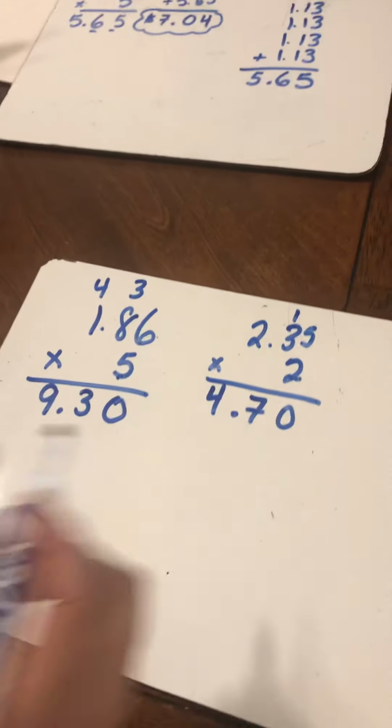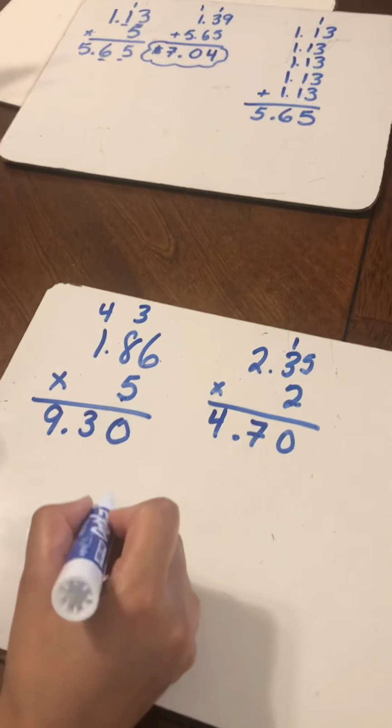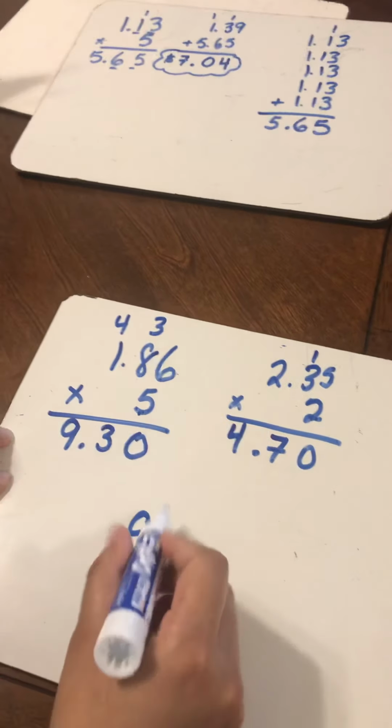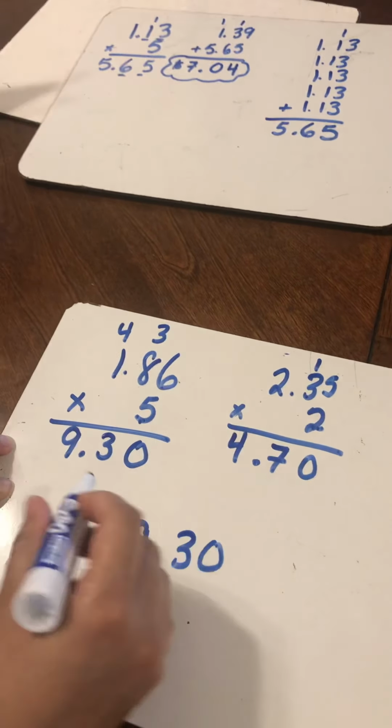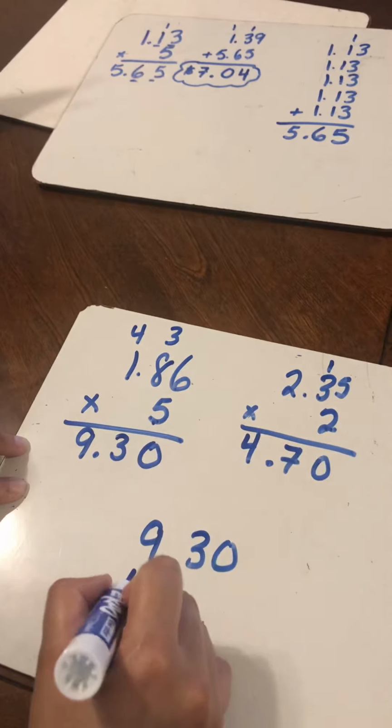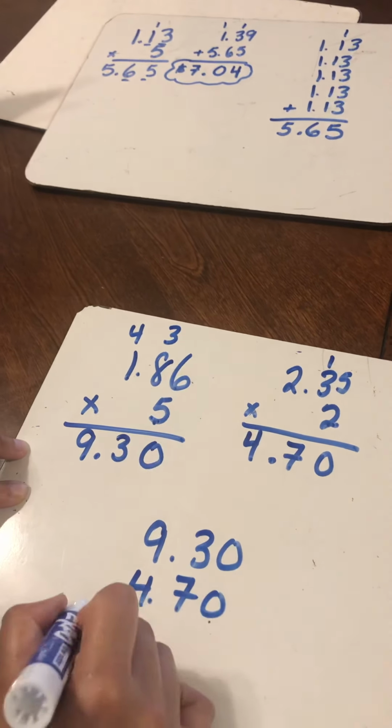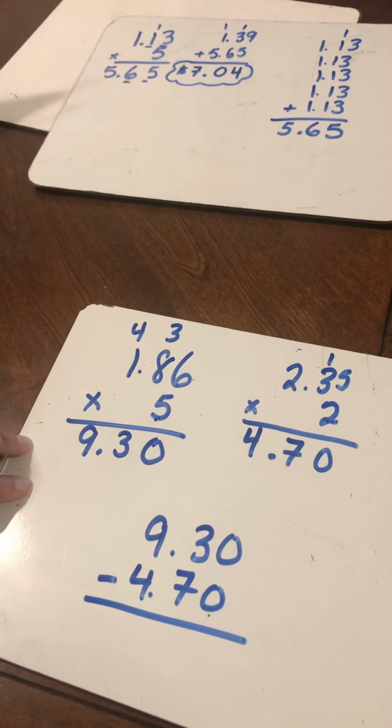So the question, the same thing. How much more is it that he is spending if he buys 5 rolls? So how much more is $9.30 than $4.70? So you subtract to find the difference.